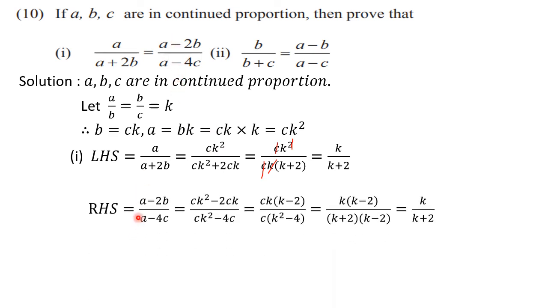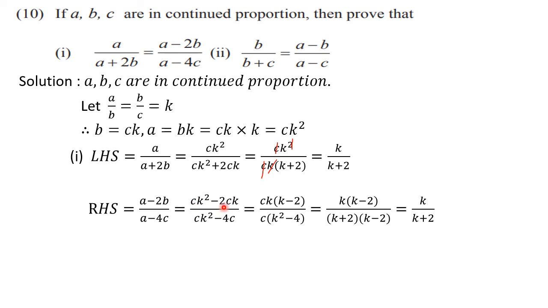So the right hand side is A minus 2B upon A minus 4C. Again replace A by CK square and B by CK. So in place of A we have written CK square minus 2 into CK. In place of B, CK is written. In the denominator, in place of A we have written CK square and minus 4AC we will write as it is, because we don't have any substitution for C. We have only for A and B. So C will remain as it is.